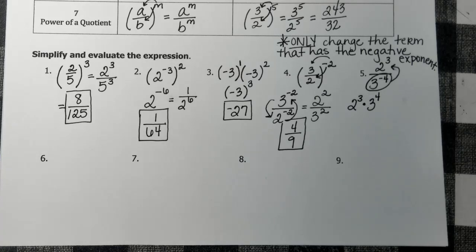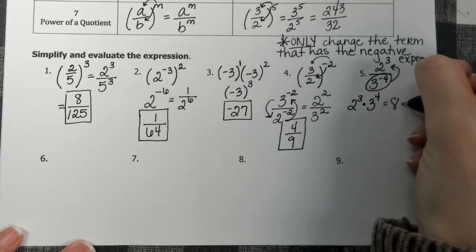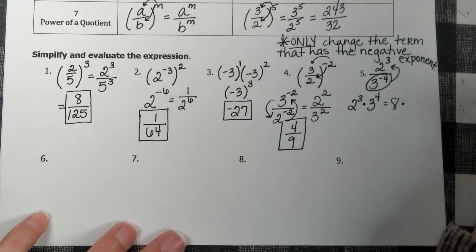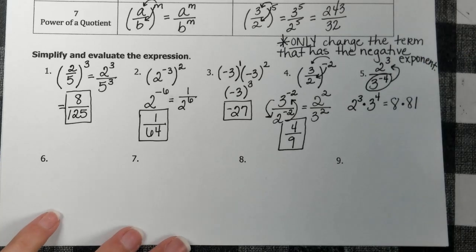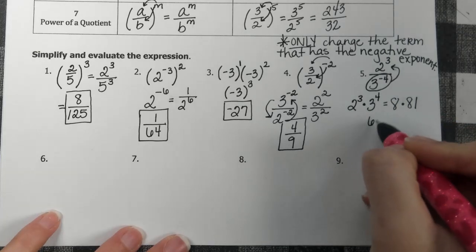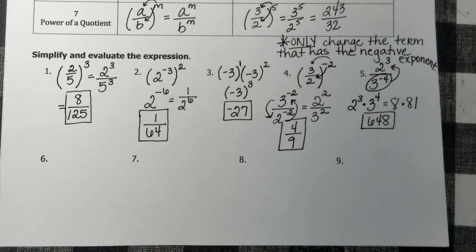Okay, another mistake is that when you move it, you leave it negative. When you move it, you're putting it now to what we consider the correct position. It's going to be positive. Okay, so 2 to the third power is what? 8. 3 to the fourth power is what? Should be 81. Okay, so what's 8 times 81? So that would be my final answer.